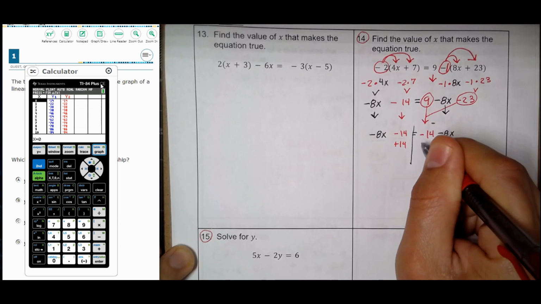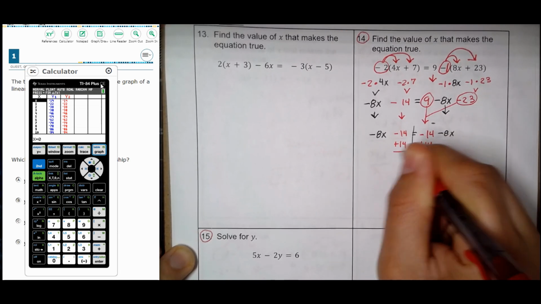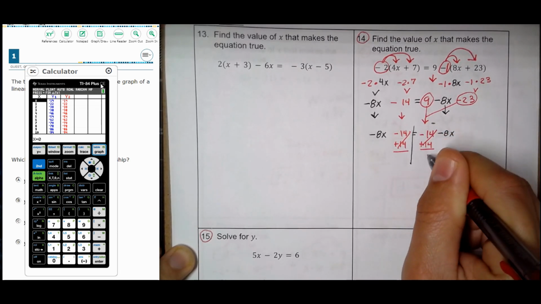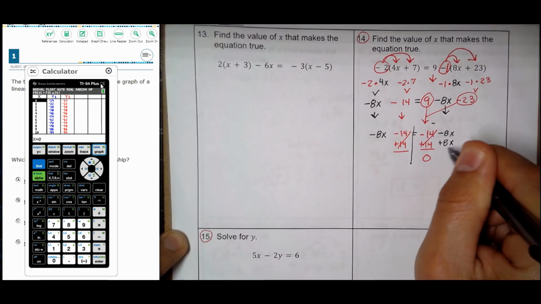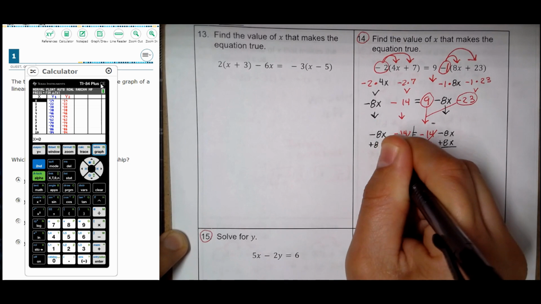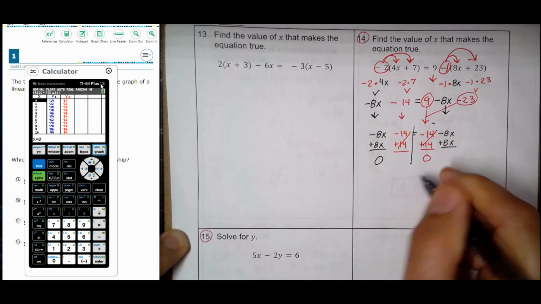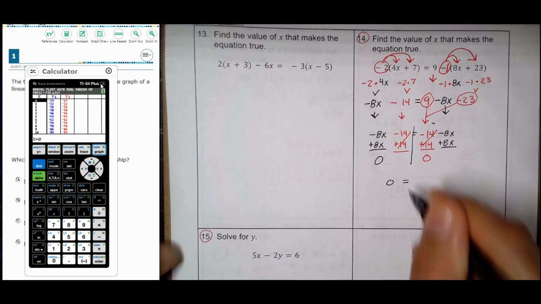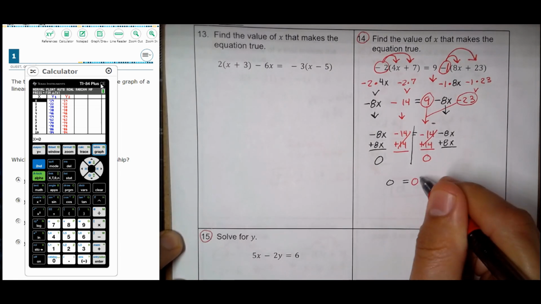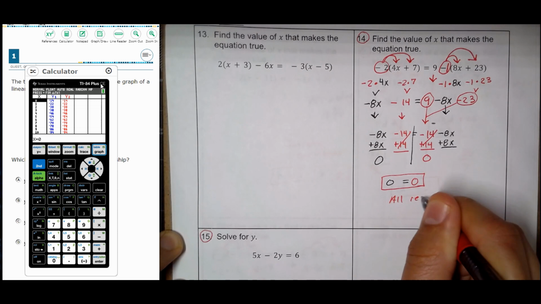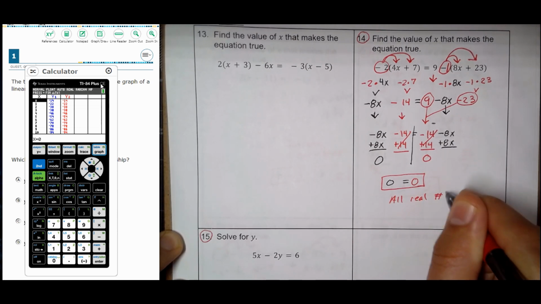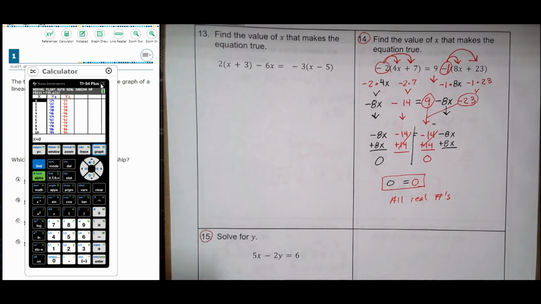I'm going to add 14 to both sides. So my constant value is 0. I'm going to simply add 8x to both sides. And this is 0. So I end up with 0 is equal to 0. Notice I don't have an x. So there's not one solution. It's all real numbers. And that would be on a STAAR test. If it's multiple choice, you would choose the one that said all real numbers.